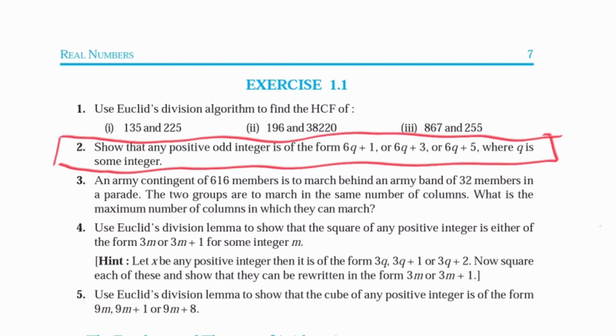So today we have to prove the second question. The first question we already proved yesterday. The second question is: show that any positive odd integer is of the form 6q plus 1, 6q plus 3 or 6q plus 5, where q is some integer. So, any positive odd integer. We have to prove this by using the Euclid division lemma.